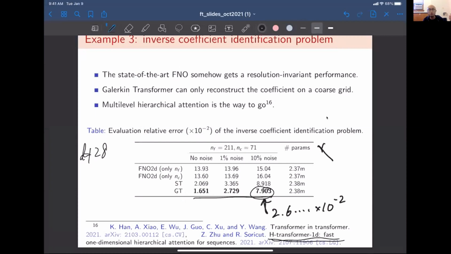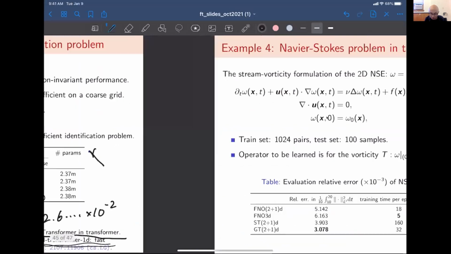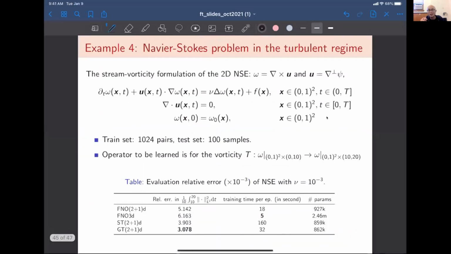If we apply a multi-level model, I think the community is starting to shift in this direction. For example, this is a paper from earlier this year, basically a two-grid transformer. So I think the community will eventually embrace this multi-grid transformer if we have a multi-level structure in our problem. And that's it. Oh, sorry, we have 2 more examples.